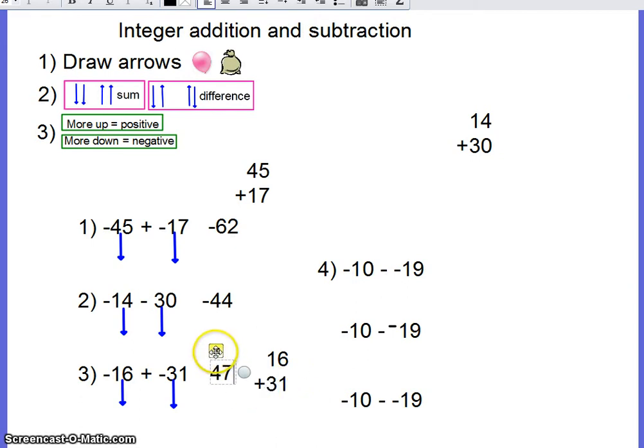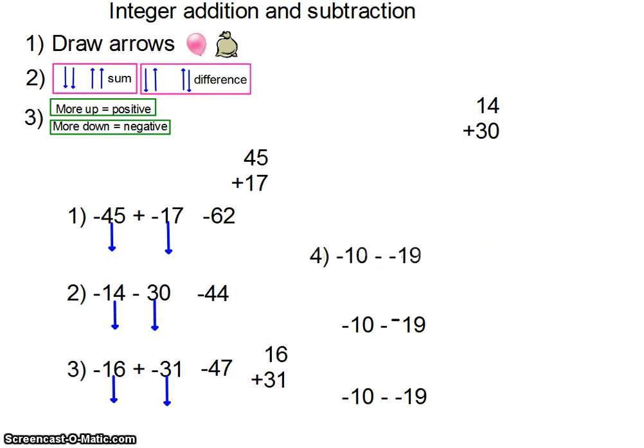Okay. Now it's a positive 47 or negative 47. Let's see here. I've got down and down. I've got more down than any ups. It's definitely negative 47. All right. So I'm going to go to question 4 in a second here.